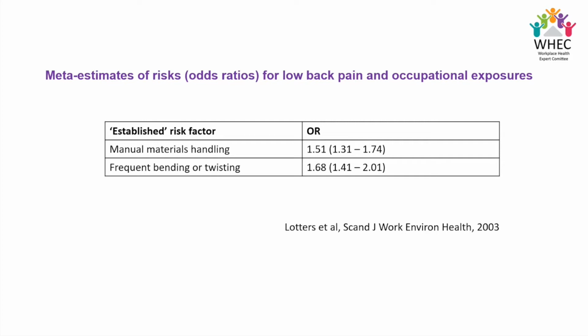So based upon this, it is plausible to consider that ergonomics interventions which would improve both manual materials handling and frequent bending or twisting should be expected to reduce the risk of low back pain occurring in the workplace or attributable to workplace exposures.